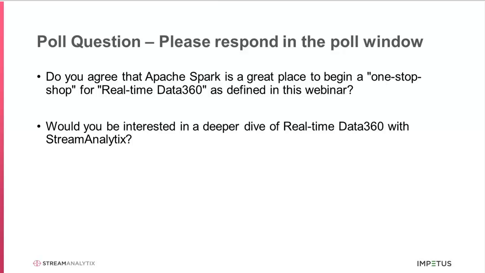We're really interested to get feedback from you all today. We're going to get into the Q&A a little later, a few minutes from now, but we want to get a sense from your side: do you agree that Apache Spark is a great place to begin a one-stop shop for real-time data 360, as defined here in this webinar? You see the poll showing up for you on the bottom right of your panel. So click on A or B, or yes or no, for both of these questions. And would you be interested in a deeper dive of real-time data 360 with StreamAnalytix?